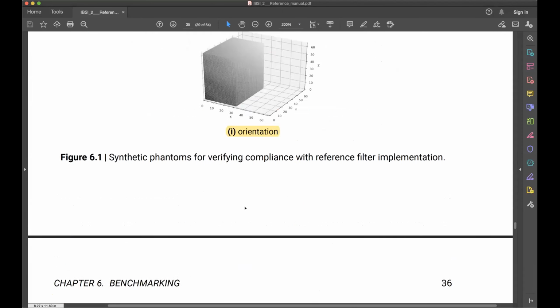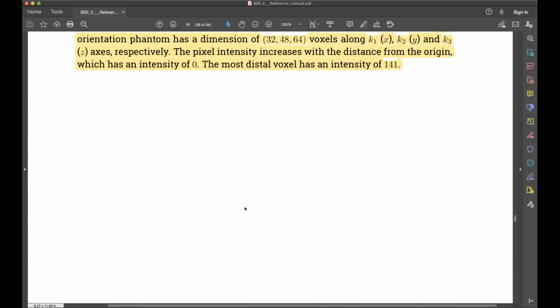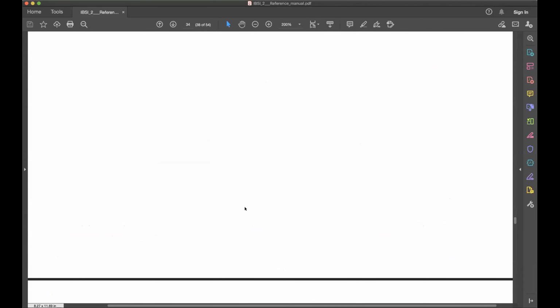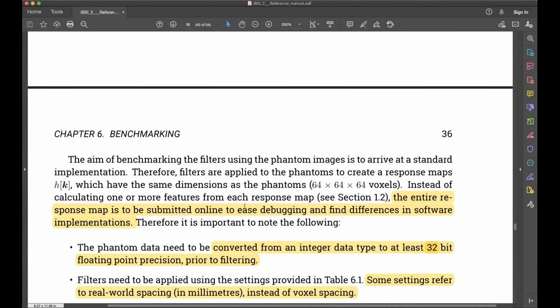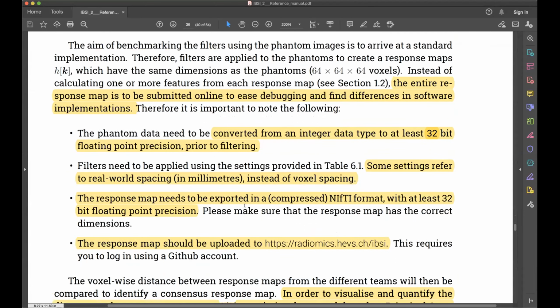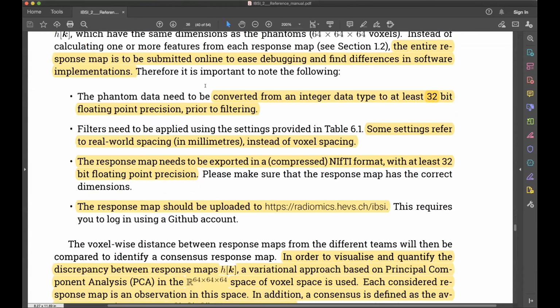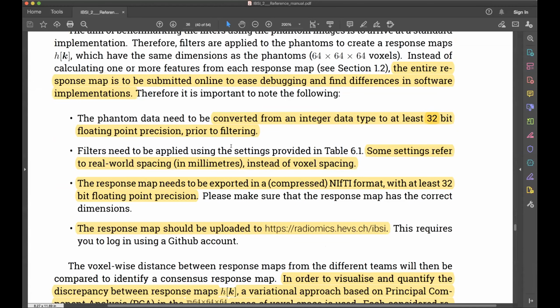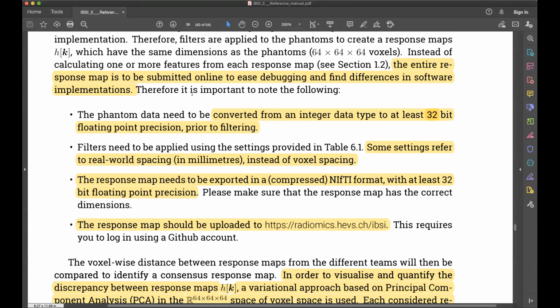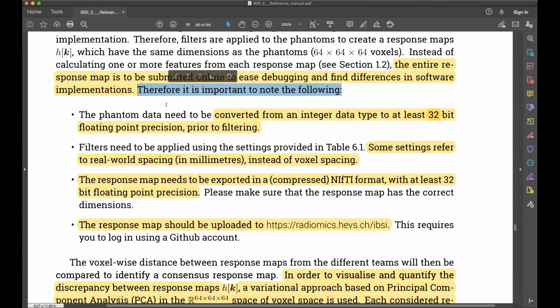With those phantoms, we can now produce different tests, and I'll go into the description of those tests. Prior to doing the tests, there are a couple of important points that I highlighted here. As we've discussed, in this first phase we want the whole response map to be submitted online so that we can really pinpoint where spatially the differences may occur. It will help us converge as a group towards consensus response maps.